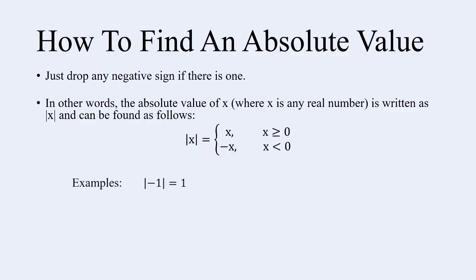For example, the absolute value of -1 is 1. The absolute value of -8 is 8. The absolute value of 3 is 3. And the absolute value of 7 is 7.